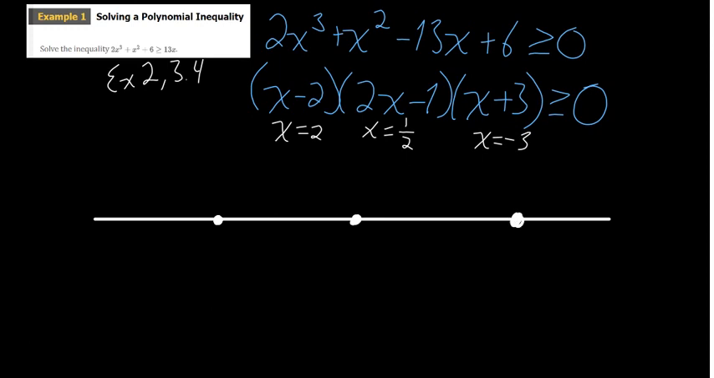We will call this first dot negative 3, because as we're going left to right on a number line, it would be negative 3. Next up would be 1/2. And then lastly, we'd have a 2. So these are our boundary lines. I'll make them thin.